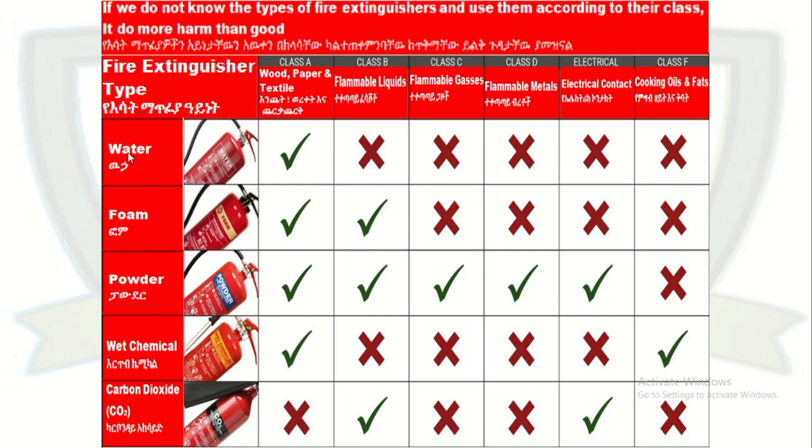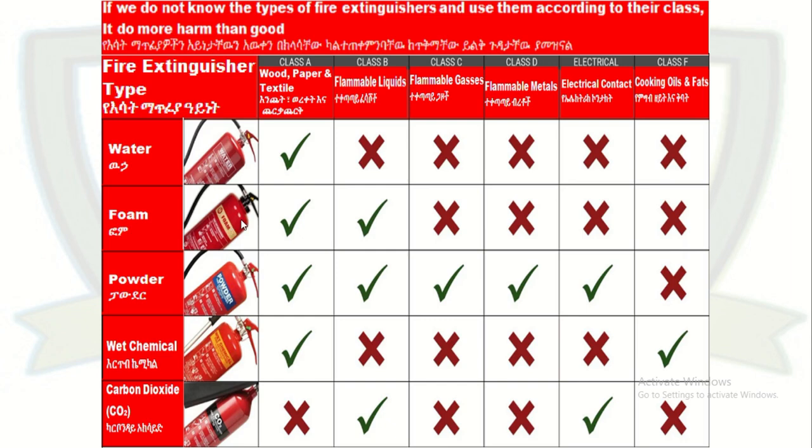For example, this type of fire extinguisher, water, is used for class A. Under class A are wood, paper, and textile. Please don't use it for flammable liquid, flammable gases, flammable metals, electrical contacts, cooking oil or fats. Please don't use it on those.